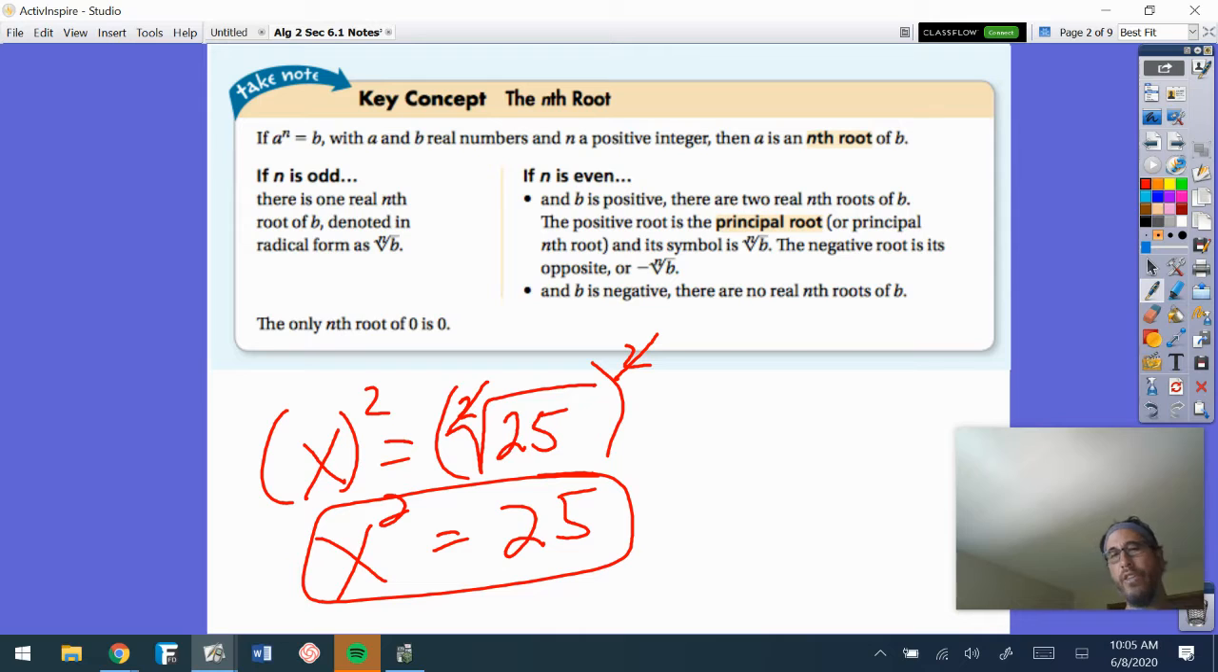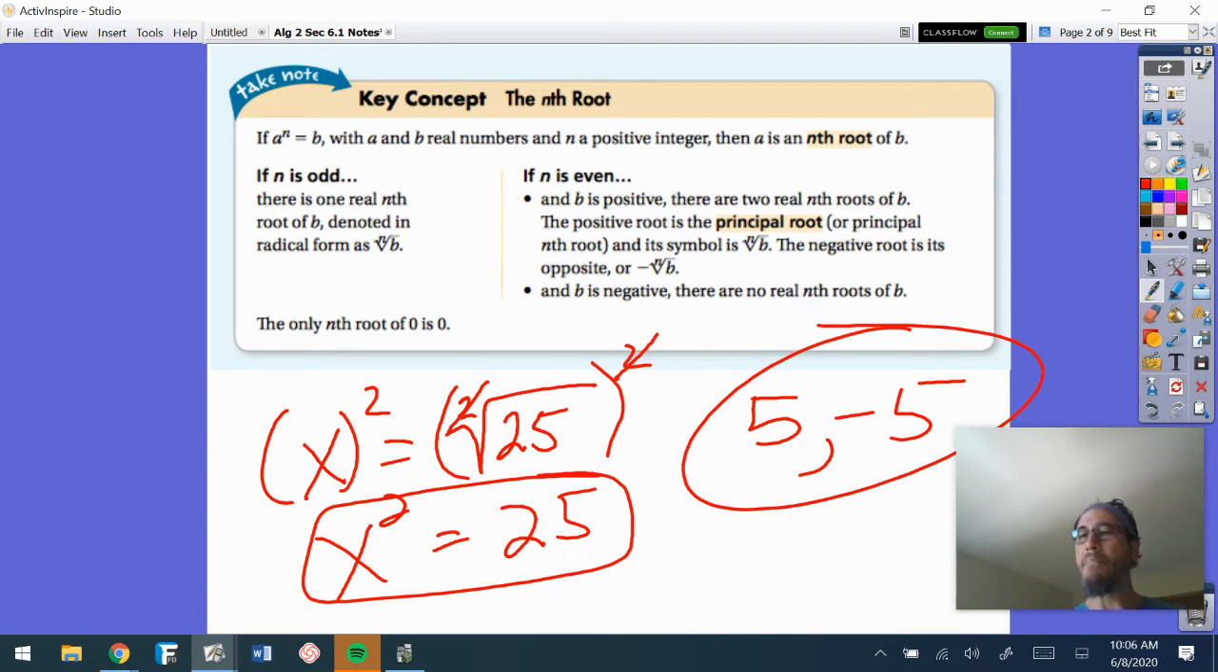And what would you say the answer is? What could x be to get 25 as your answer? Believe it or not, it could be 5, because 5 squared is 25, or it could be -5. So it's actually a positive and a negative possibility, and that's what that says. If n is even, if that number in the ditch is even, then you actually have a positive root and a negative root for that type of situation.